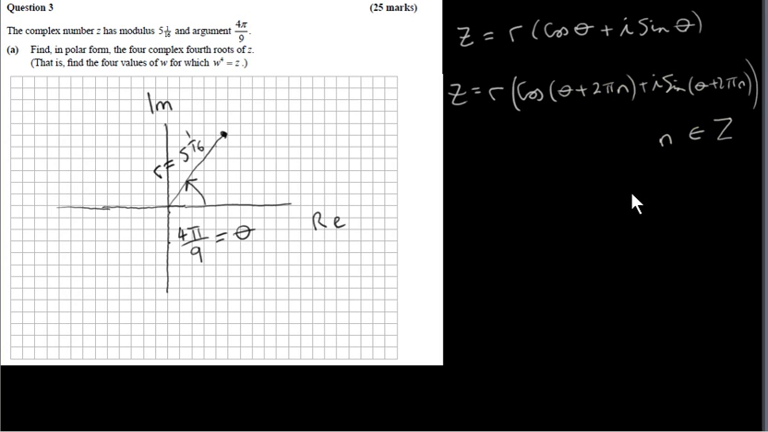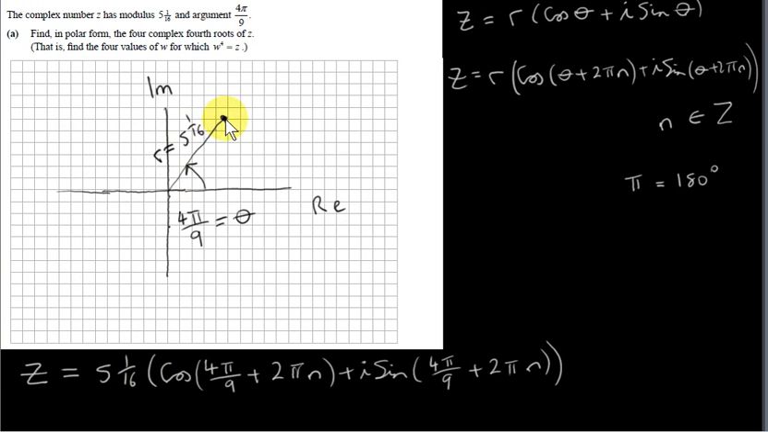So remember, pi radians is 180 degrees, so 2 pi radians is 360 degrees. So this angle here is 360 degrees. So this is the conversion for radians to degrees.